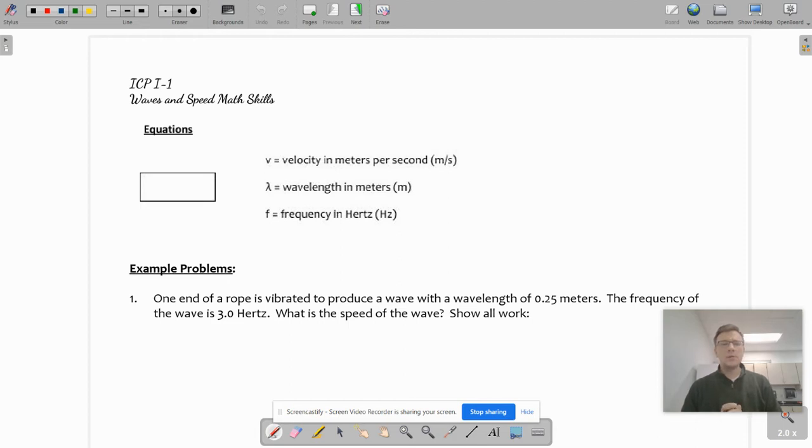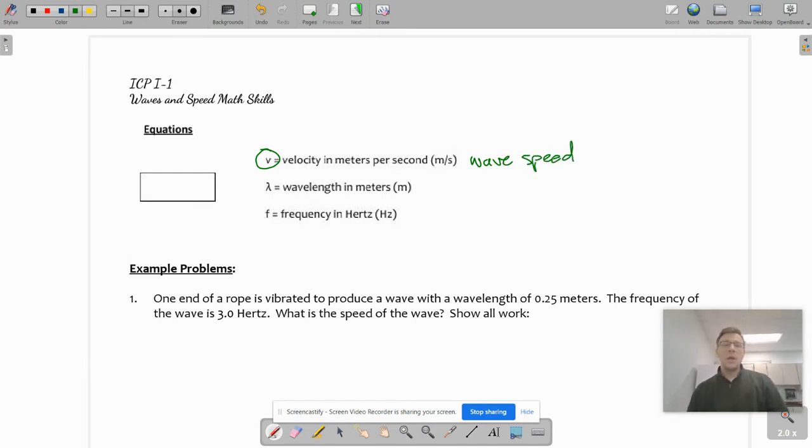Okay. So the first thing that we're going to talk about here is that we already know velocity, right? V for velocity, and that's meters per second. But this is specifically going to be wave velocity or wave speed.